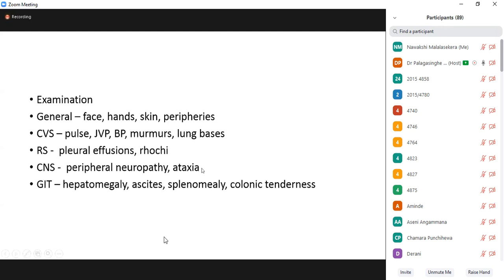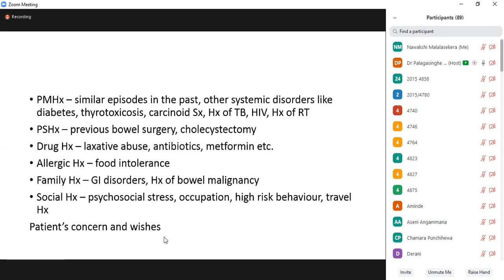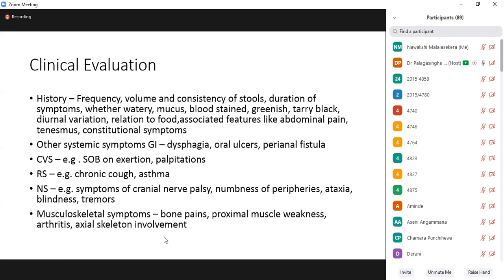Then we'll go to the respiratory system. So not only thyrotoxicosis, but if somebody has palpitation, you might have developed some heart failure secondary to chronic diarrhea, because somebody losing a lot of nutrients in the stools, developing some malabsorption.